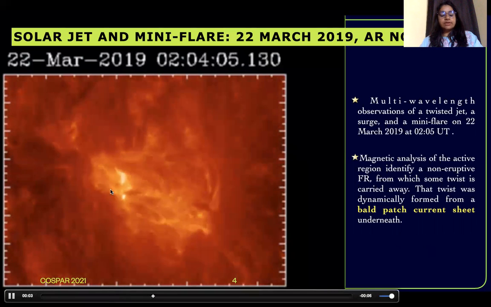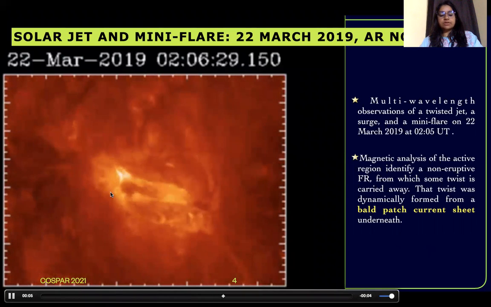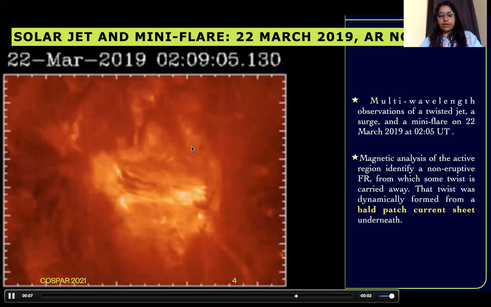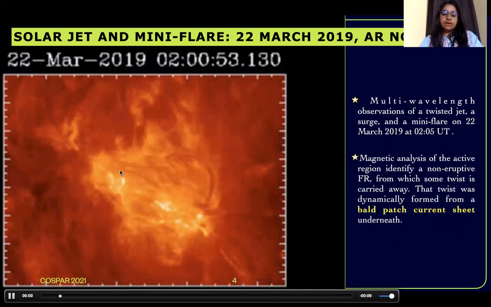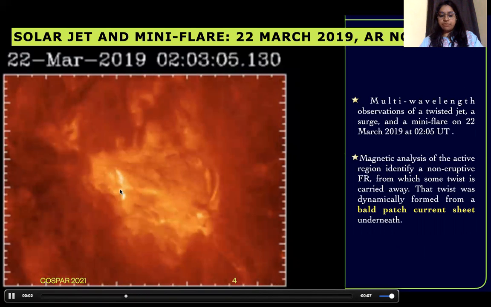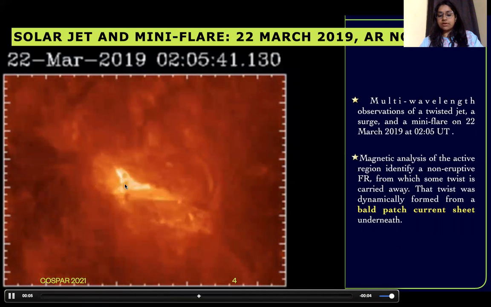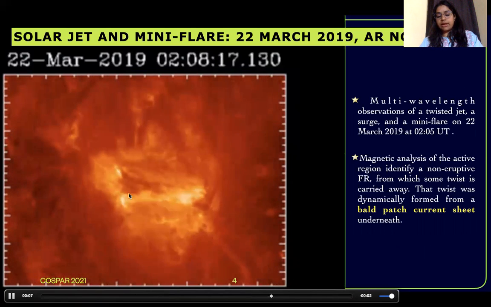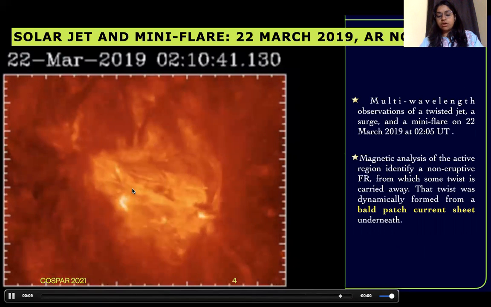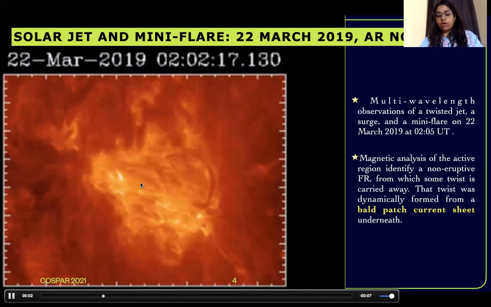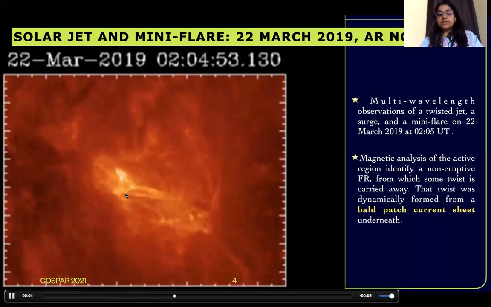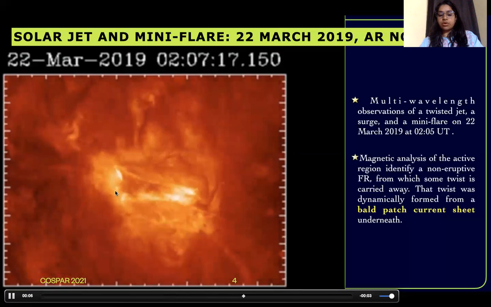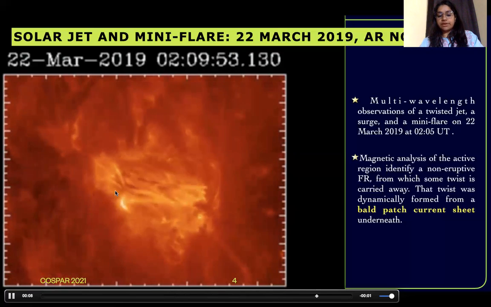This is the active region observed in AIA 304 angstrom. We can easily see the jet base, and the jet is ejecting in the westward direction with some dark material, the surge, in between. This jet was associated with a GOES B6.7 class flare.